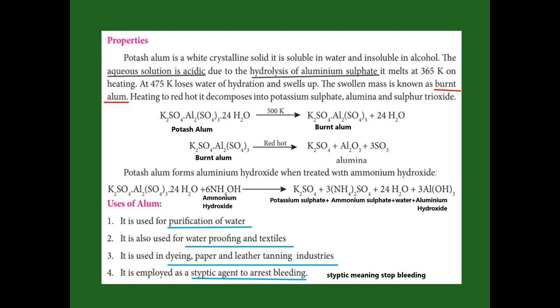Now the uses of alum. It is used in the purification of water, as a waterproofing agent, and in textiles, dyeing, paper and leather tanning industries. And this alum is employed as a styptic agent to arrest bleeding. What does styptic agent mean? It means it stops bleeding. So it is used to stop the bleeding, and that is why it is used as a styptic agent to arrest bleeding.